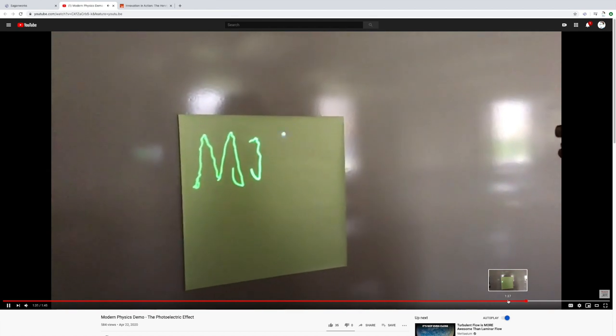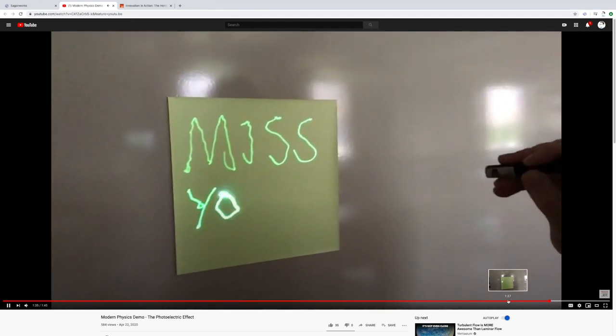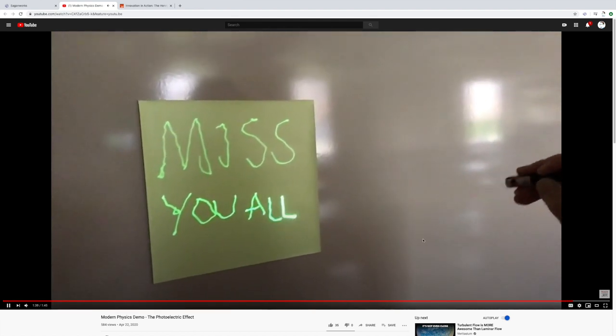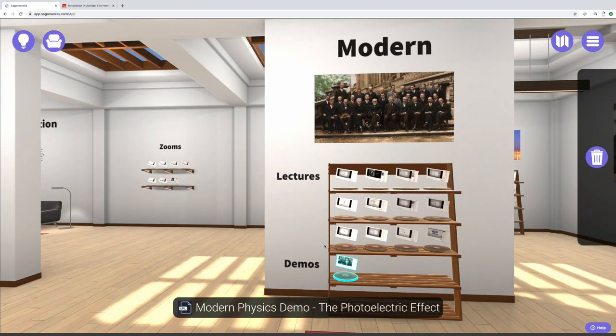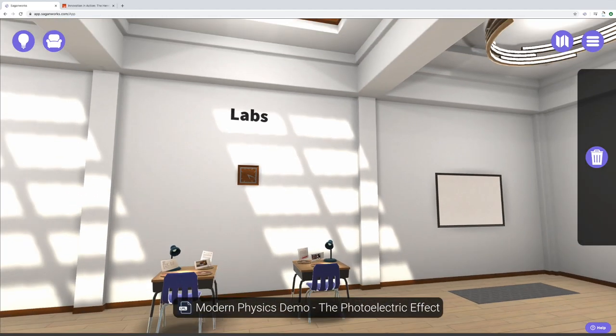And I left them a little love note at the end of this demo. You gotta do physics demos in a physics classroom. Now, as for labs, we had just a couple experiments left in the semester, so we did two recorded labs. Here's one my kids helped me with.